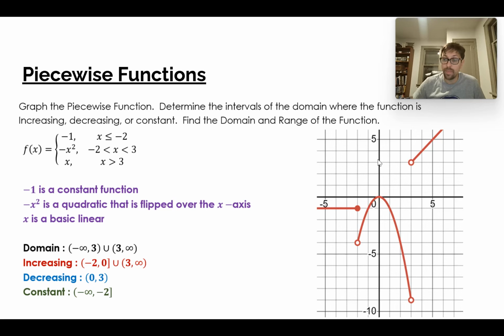We have a gap in our range right here. I don't get an output of 1, I don't get an output of 2, and I don't get an output of 3. So there's a gap between 0 and 3. 0 is included because I've got a filled in dot here. 3 is not included because there's an open circle here. But then this is continuing up towards positive infinity for my range.